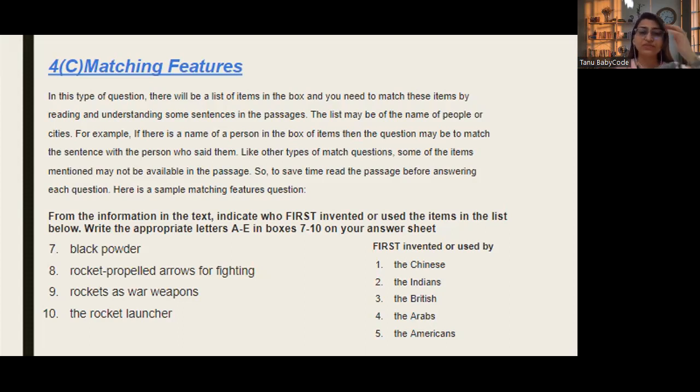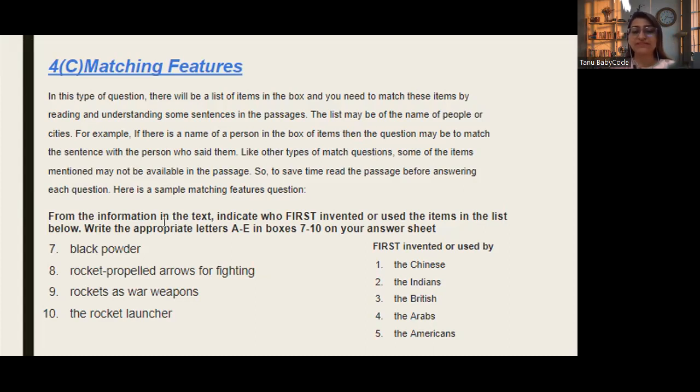right? So what you are supposed to do, there will be a list of names of people, it can be city names also. For example, if there is a name of a person in the box of items, then questions may be to match the sentence with the person who said this, right? So in other types of matching questions, some of the items may not be available in the passage. So save time, read the passage before answering each question.